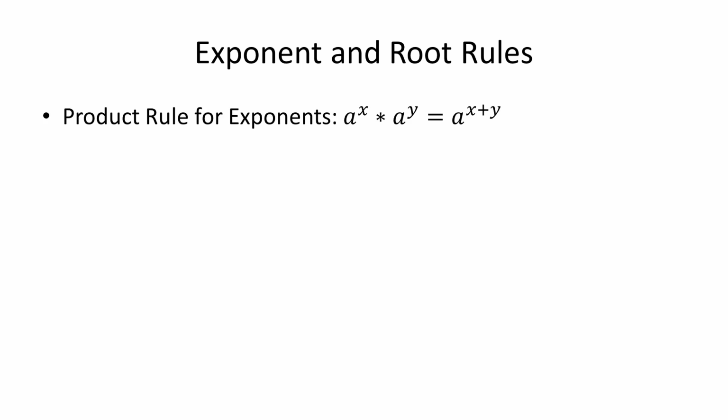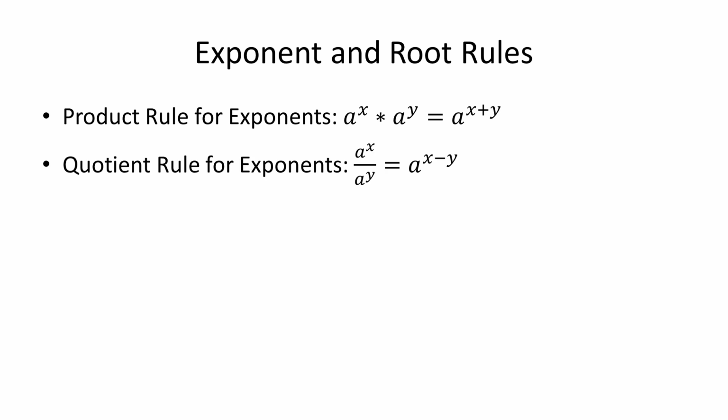So there's a few exponent and root rules that you should know. The product rule for exponents states that a to the power of x times a to the power of y is equal to a to the power of x plus y. The quotient rule for exponents states that a to the power of x over a to the power of y equals a to the power of x minus y.